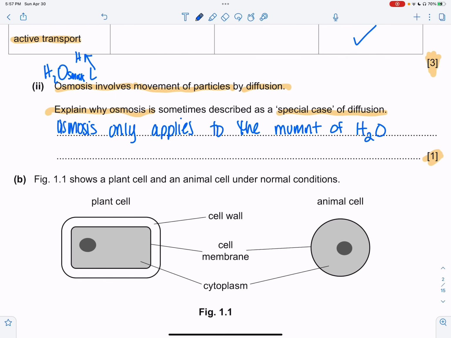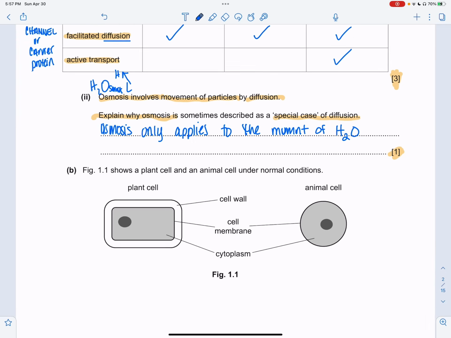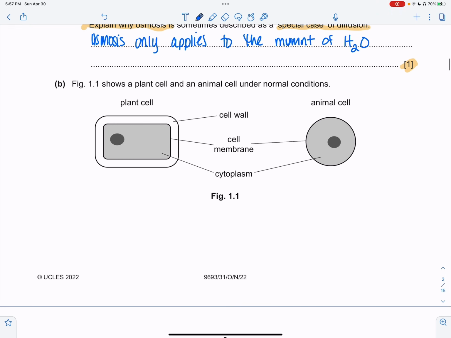And that's MVMNT, movement. Again, tomorrow we're not going to be using any sort of abbreviations. Here we see a plant cell and then an animal cell under normal, or normal aquatic, conditions. And they are identifying your cell wall, your cell membrane, and the cytoplasm.